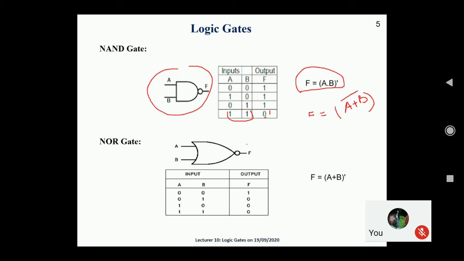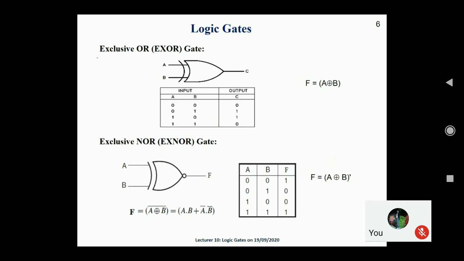And the NOR gate, see here, this is the logical symbol of the NOR gate, and it is just the reverse of this one. When both the inputs are 0 0, the output is always 1, otherwise all the outputs are 0. The logical expression is (A plus B) complement. And the NAND gate logical expression is (A dot B) whole complement.